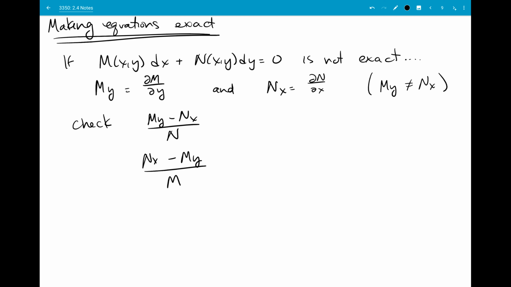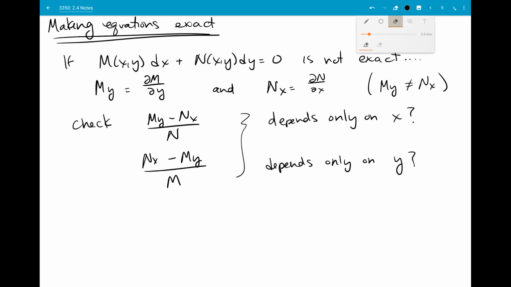And then we're going to say that we want to find this so that either the first one depends only on x, or the second one depends only on y. Actually, I'm going to erase that squiggle because I don't think it helped. So you're going to check those two things. And whichever one works out, whichever one satisfies, it depends only on one variable now and no longer has x's and y's in it.